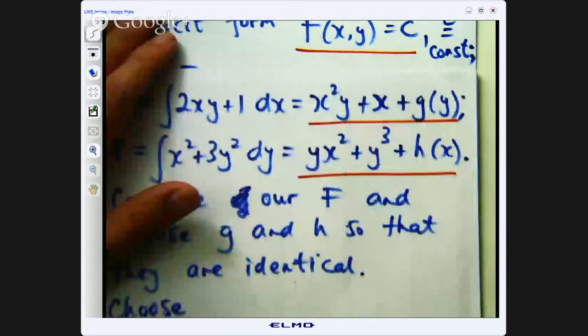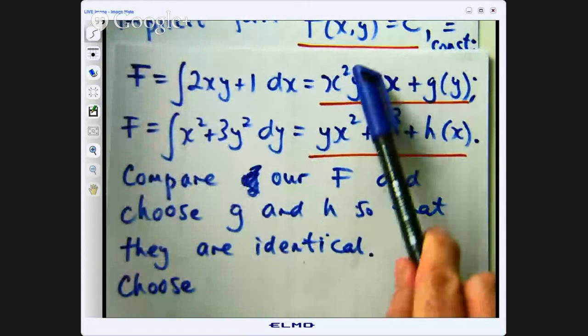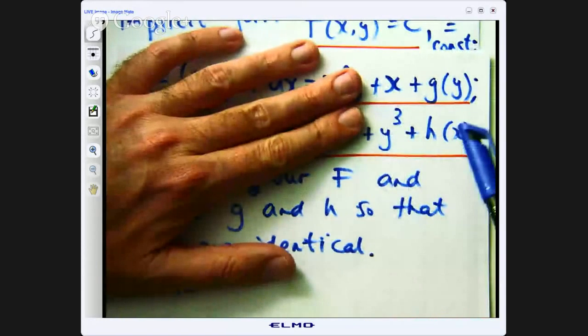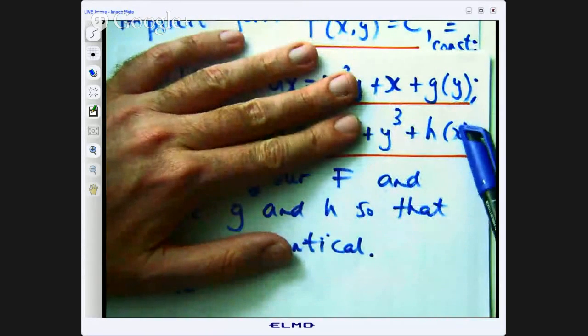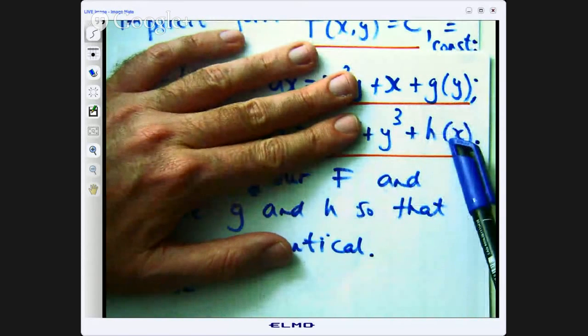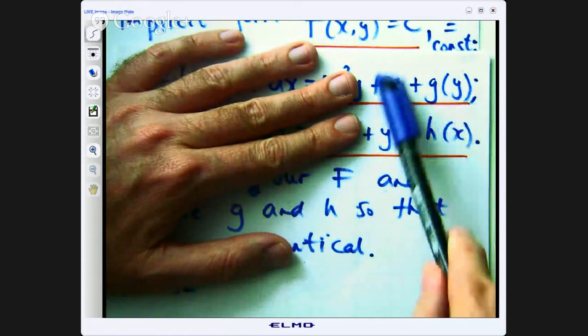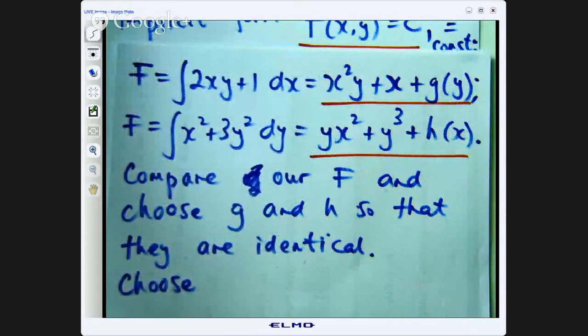Let me show you that again. Compare these two things. These two things are the same. Okay, so we can forget about those. They're in both of them. To get our x down here, which is up there, we want to make h of x equal to x. To get a y cubed up here, which is down there, we want to make g of y equal to y cubed.